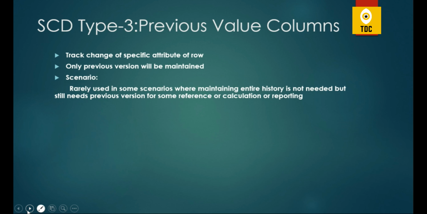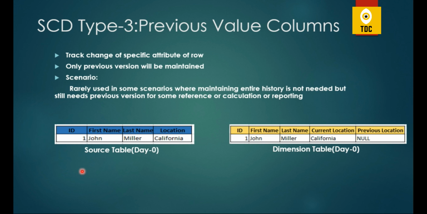Coming to SCD type 3, which we call previous value columns. What does this mean and how does it differ from SCD type 2? Here you are not maintaining the entire history. You are maintaining only the previous value. That means on day 0, a particular person is working in California and their previous location is null, or you can keep the current location. It again depends on how you want to use it. But since I don't have any previous location for this person, I'm keeping it as null.